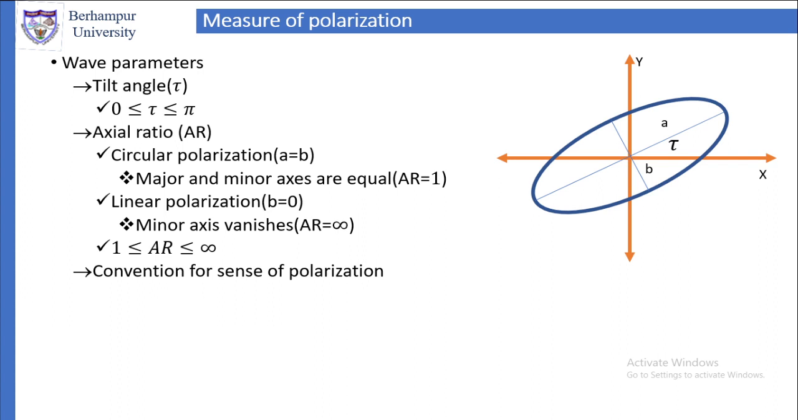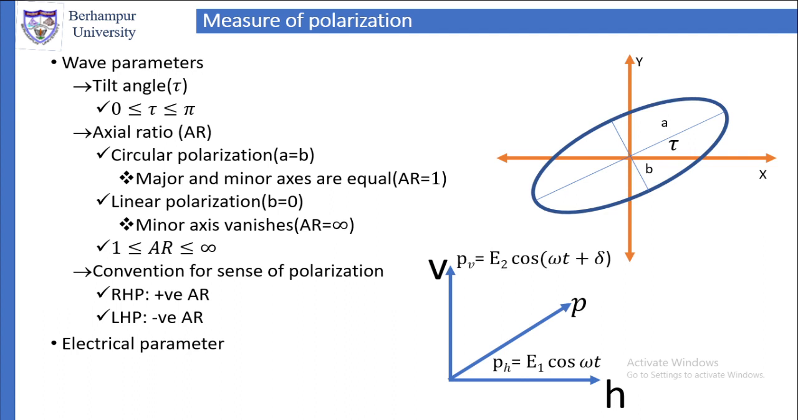Then the convention of the sense of polarization. Because we have two types of polarization, right hand or left hand. Conventionally, right hand polarization is positive AR, and left hand polarization is negative AR. Now you can say we are taking axial ratio between 1 and infinity, which is always positive. So you take it as plus or minus 1 to plus or minus infinity. If axial ratio is positive, it is called right hand polarized. If negative, it is called left hand polarized. So that is the convention. It is not the value of axial ratio, but the convention. The actual value will be the magnitude of that.